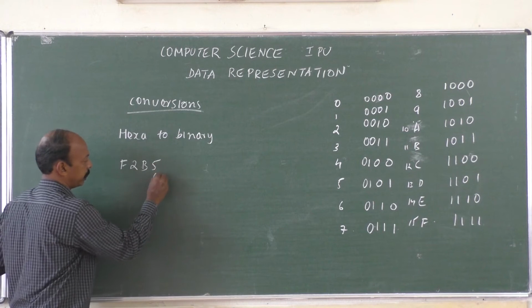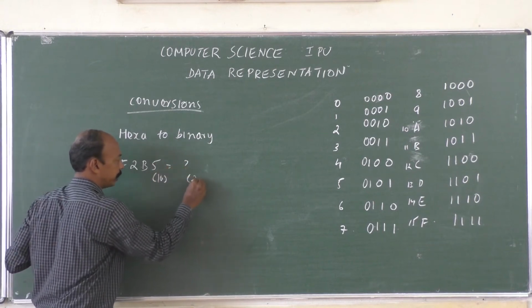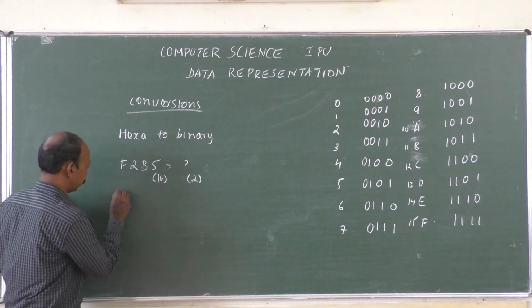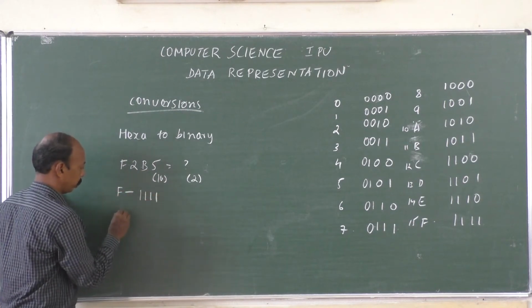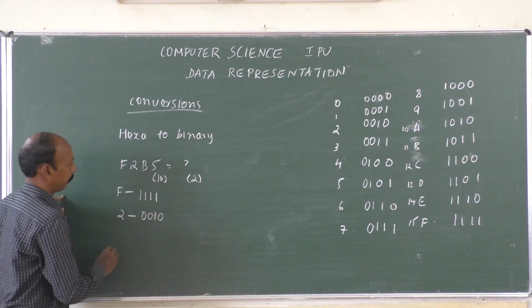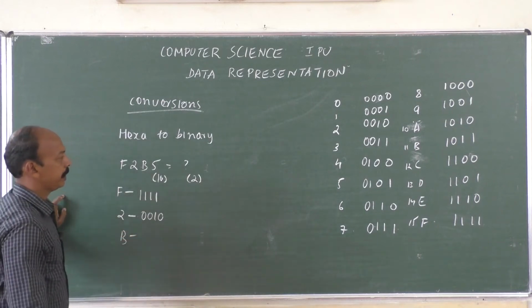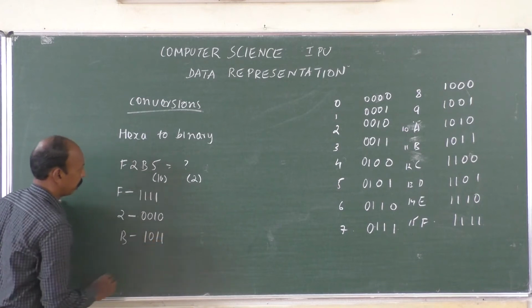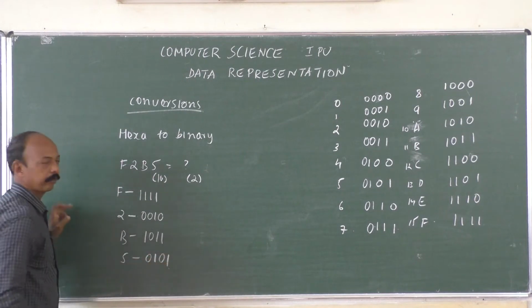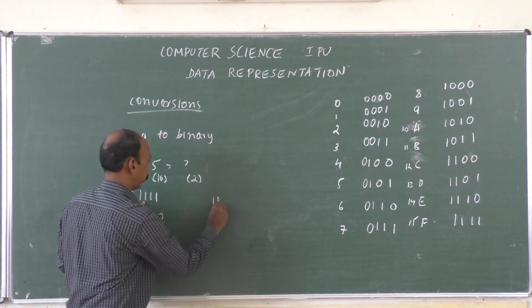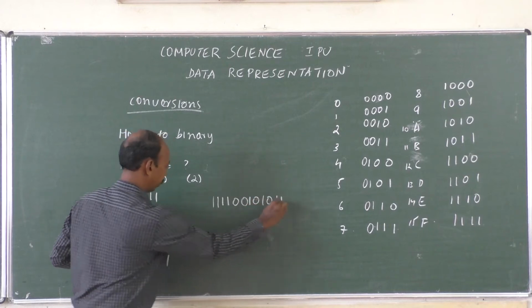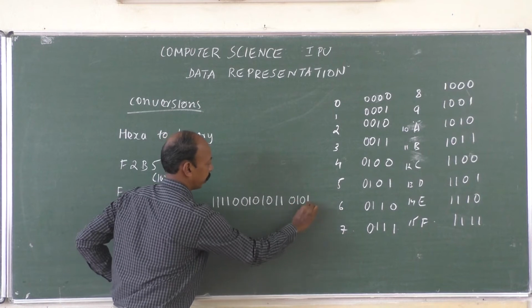F2B5 to the base 16 is how much to the base 2? F is all ones, 1111, 2 is 0010, then comes B, which is 1011, and 5 is 0101. Write it together. So it becomes 1111 0010 1011 0101 to the base 2.